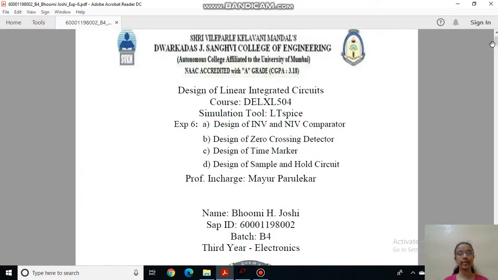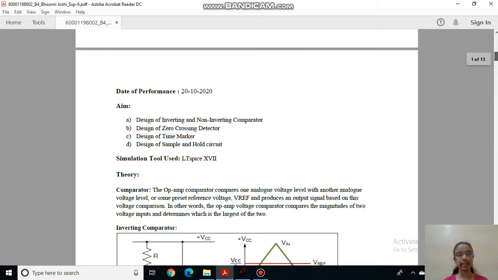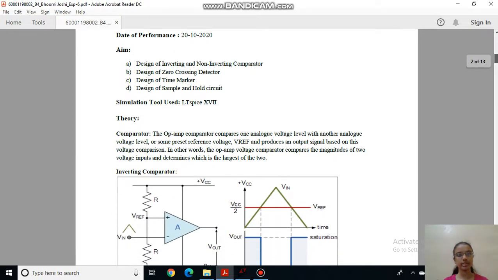Today I am going to explain experiment number 6 in which there are total 4 parts. So we will see it one by one. In first part we have to design inverting and non-inverting comparator. So first let us understand what is comparator. So comparator is a circuit which compares two input voltages and gives output which is greatest among two voltages.